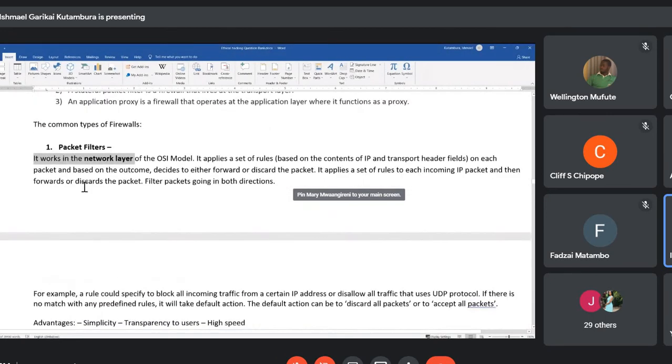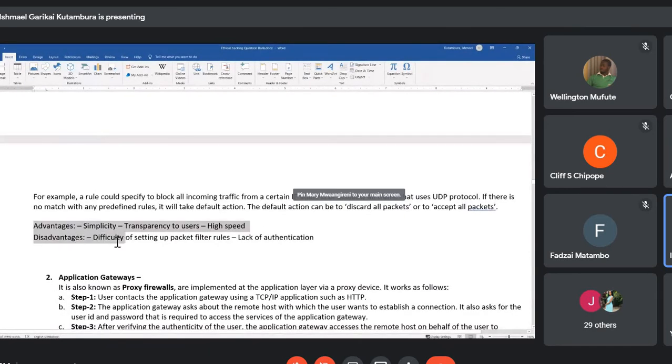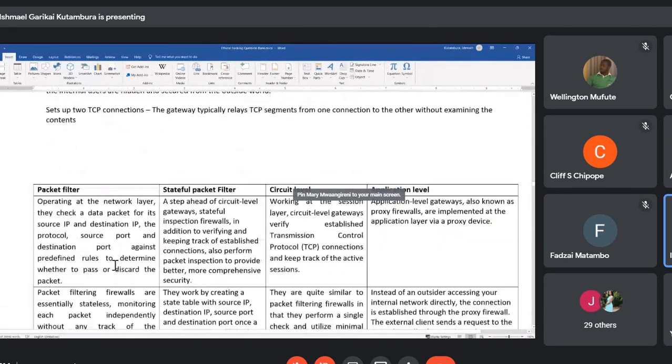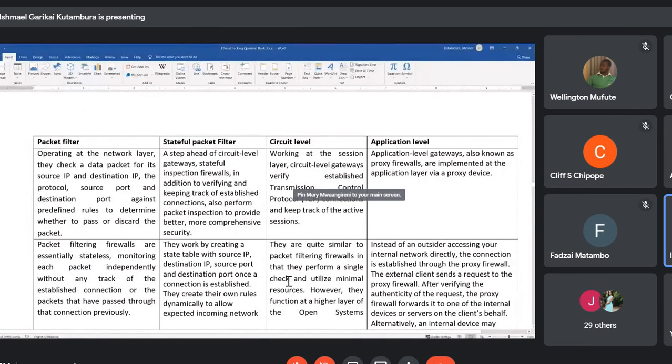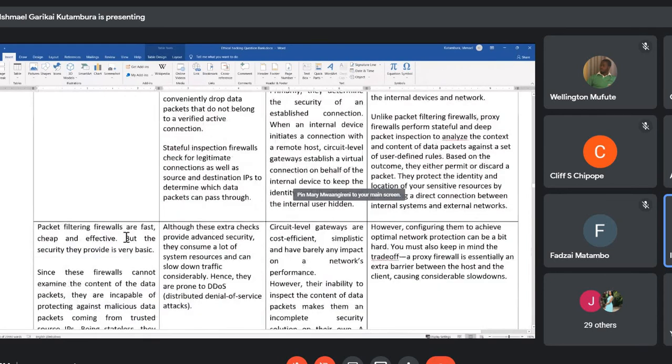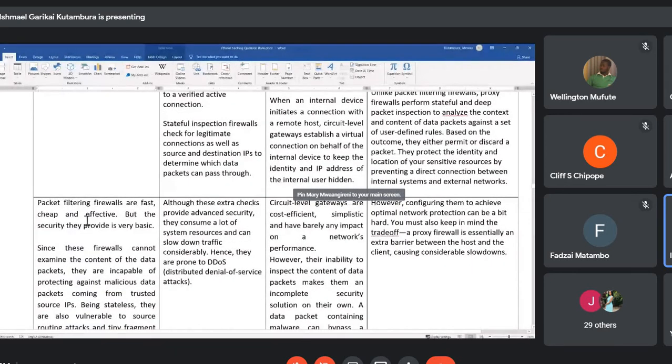So I decided to give each type of firewall a description, and also included some advantages and disadvantages. And then at the end, I tried to tabulate all the firewalls, looking at where each operates, how it operates compared with the others, and also the advantages and weaknesses. For example, packet filtering firewalls are fast, cheap and effective, but the security they provide is very basic, because these firewalls do not examine the content of the data, which means they have a weakness. And I also did the same for the other ones.